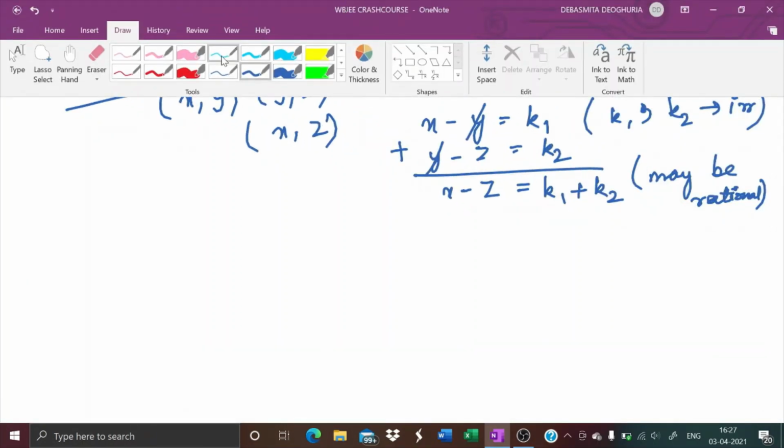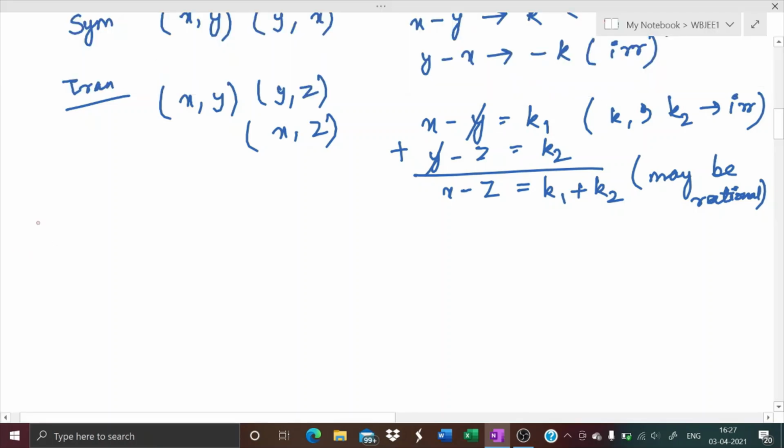Okay, see the example. Suppose I have k1 equals 2 plus root 3 and k2 equals 2 minus root 3. And what would be the sum, k1 plus k2? 4, which is not irrational. So it is not transitive. Okay, not transitive.